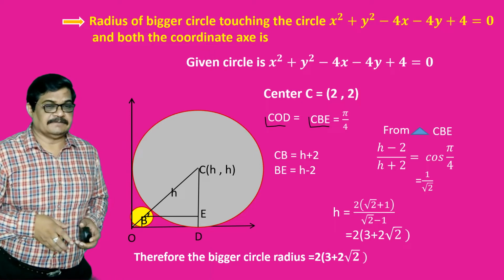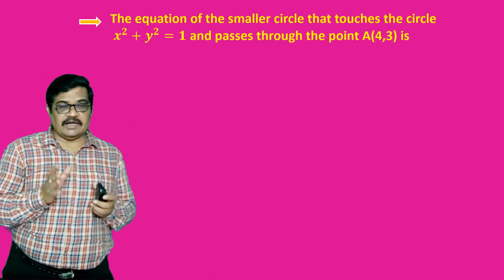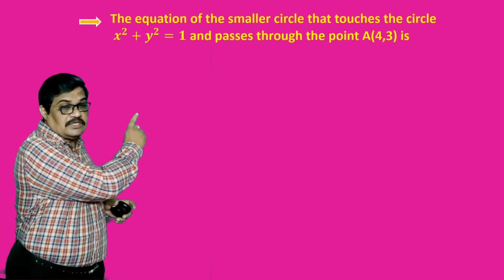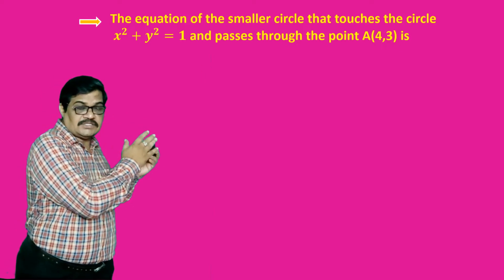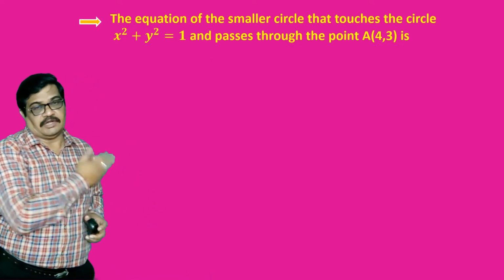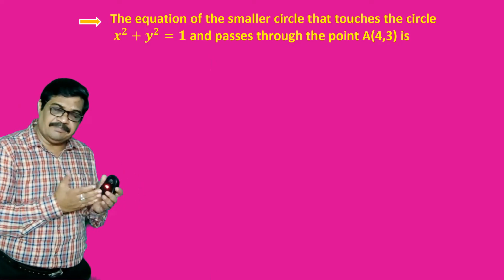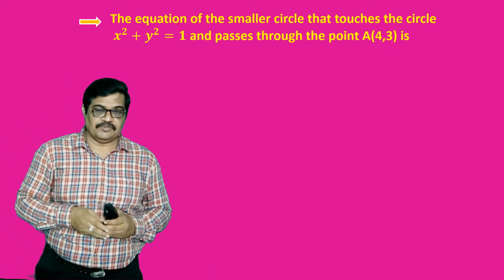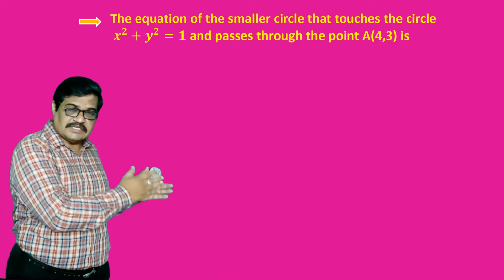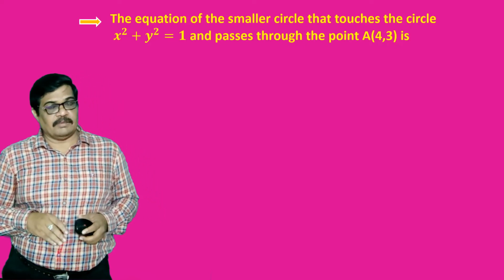Okay, next see one more problem. Find the equation of the smaller circle that touches the circle x² + y² = 1 and passes through the point A(4, 3). That is our given problem. We have to find the equation of the smaller circle that touches the given circle and also passes through the point (4, 3).